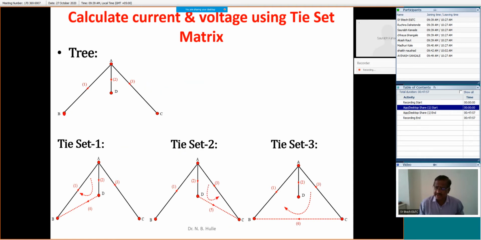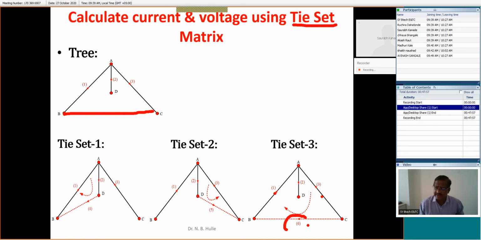And finally, if we are putting this branch here, in that case, again, it will form this closed path. Closed path is nothing but a loop. Closed path is nothing but the tie set. This tie set concept is very much the same as the loop concept. Now, this will form the closed loop: branch number 1, branch number 3, and branch number 6. How is the direction of the current?